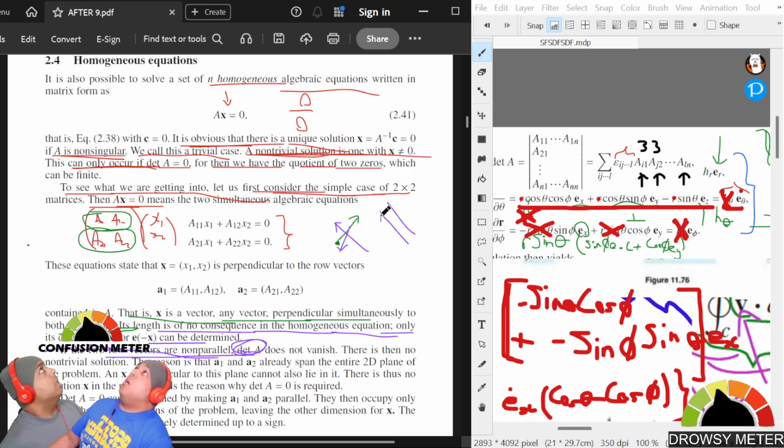Non-parallel means that if the x vector is in the x-axis, the two row vectors of the A matrix cannot both be in the y-axis. So one has to be in the y, one has to be in the z, like how I first drew it here.